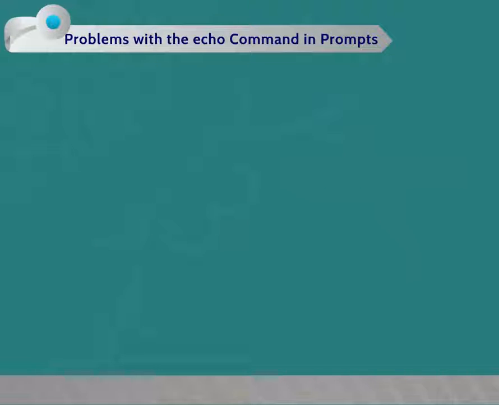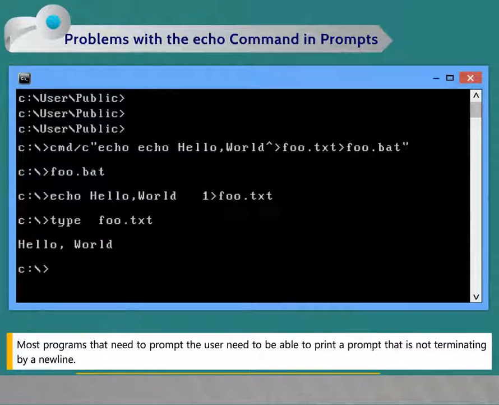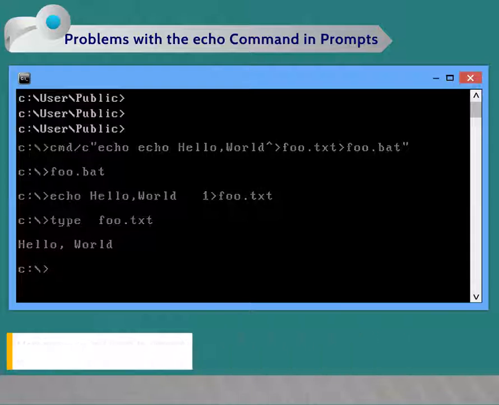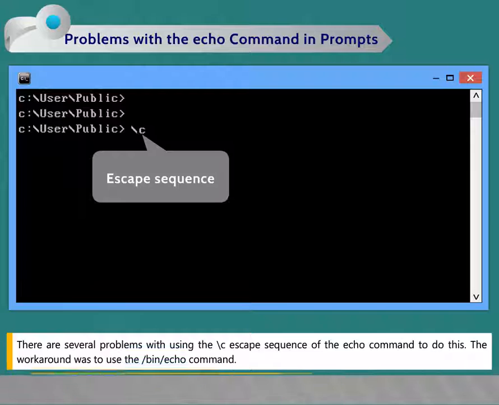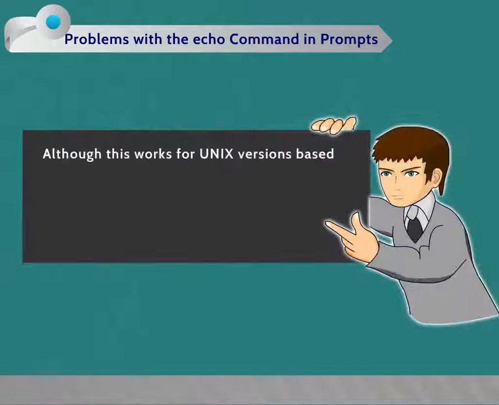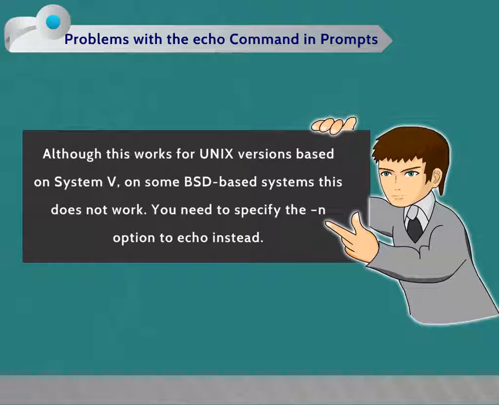Problems with the echo command in prompts. Most programs that need to prompt the user need to be able to print a prompt that is not terminated by a newline. There are several problems with using the \c escape sequence of the echo command to do this. The workaround was to use the /bin/echo command. Although this works for Unix versions based on System V, on some BSD-based systems, this does not work. You need to specify the -n option to echo instead.